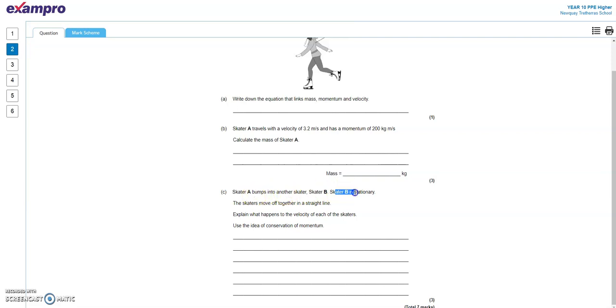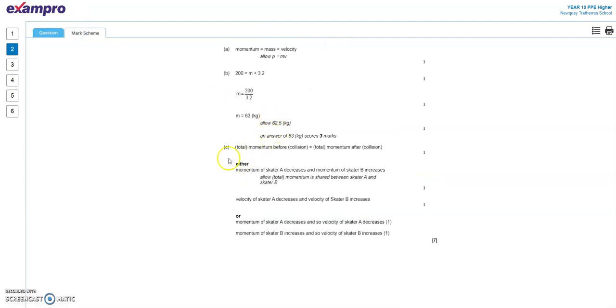But if B's speed is increased, it's going to have some extra momentum and it's going to have taken that from skater A. So skater A's speed has to decrease. So you can either go along the route of the momentum of skater A decreases and the momentum of skater B increases, so the velocity of skater A decreases and the velocity of B increases. Or you can say the momentum of skater A decreases, so the velocity of A decreases. Or the momentum of skater B increases, so the velocity of skater B increases.